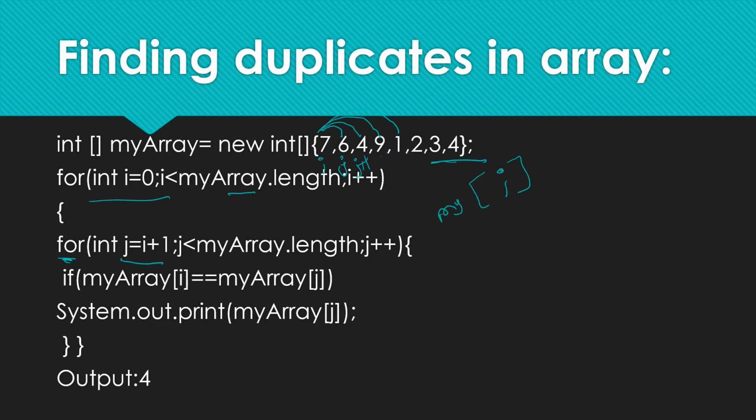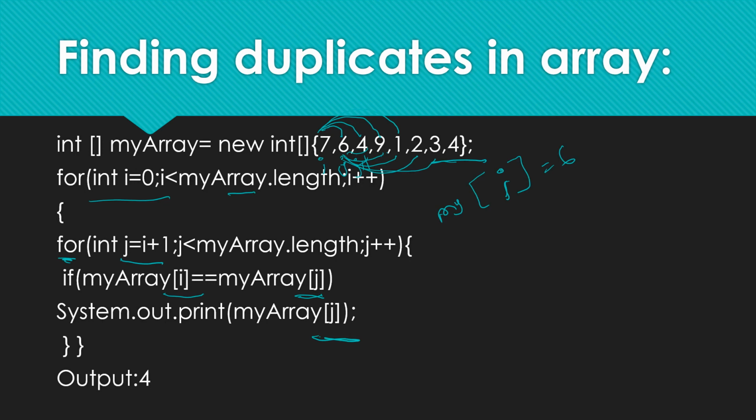As soon as the i is incremented, array of i is going to be 6. So we are going to compare 6 with the rest of the elements: 6 with 4, 6 with 9, 6 with 1, 6 with 2, 6 with 3, and so on. If the element in the index position i and the element in the index position j are the same, then it's going to print the duplicate values.